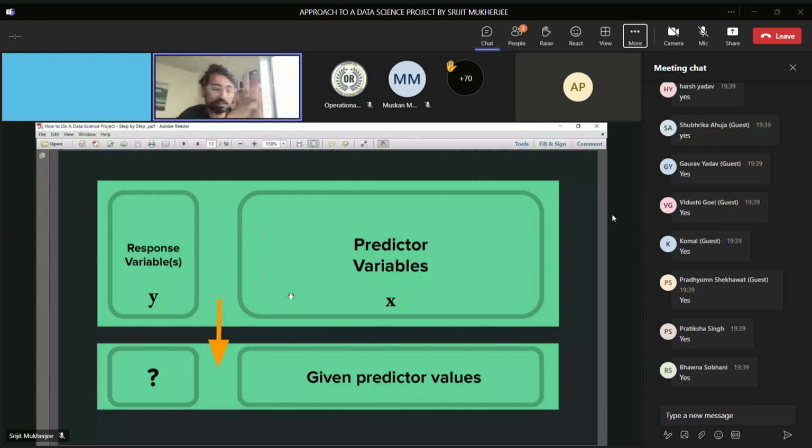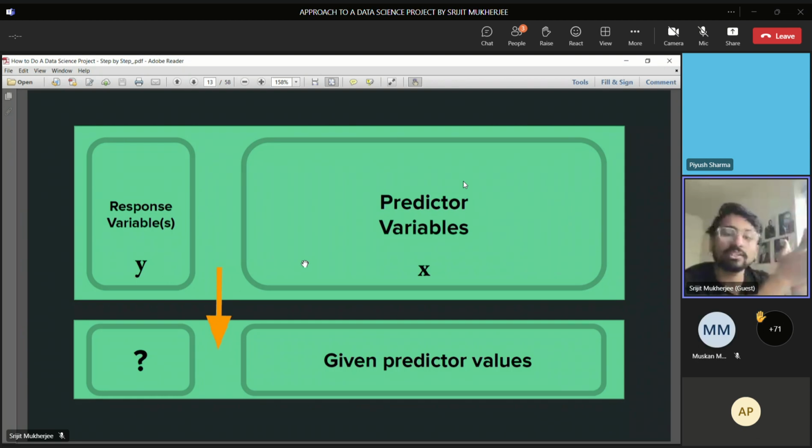Let me explain once again. There's a set of predictor variables, certain columns out there, and there's a response variable out there. So the question is that if I give you another set of predictor variables for which you don't know the response variable, can you find the response variable? This is the goal of supervised learning.